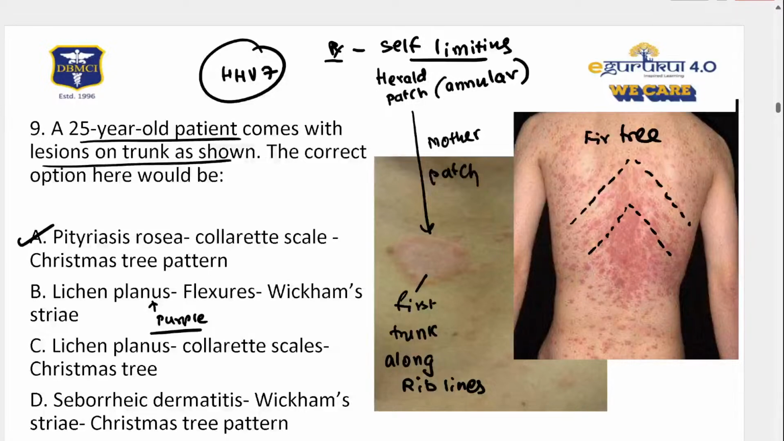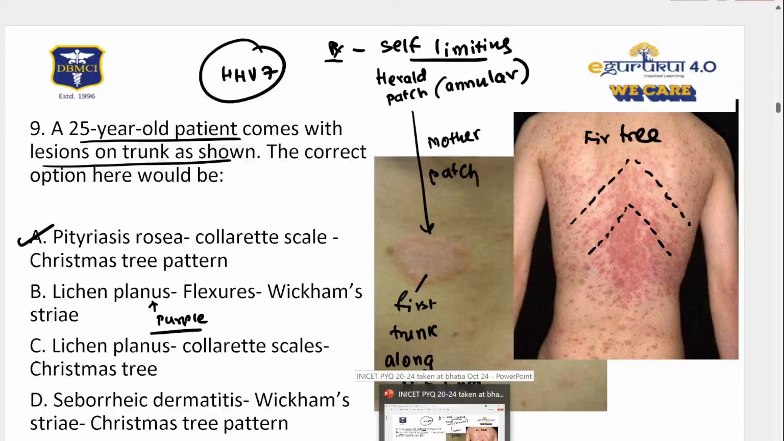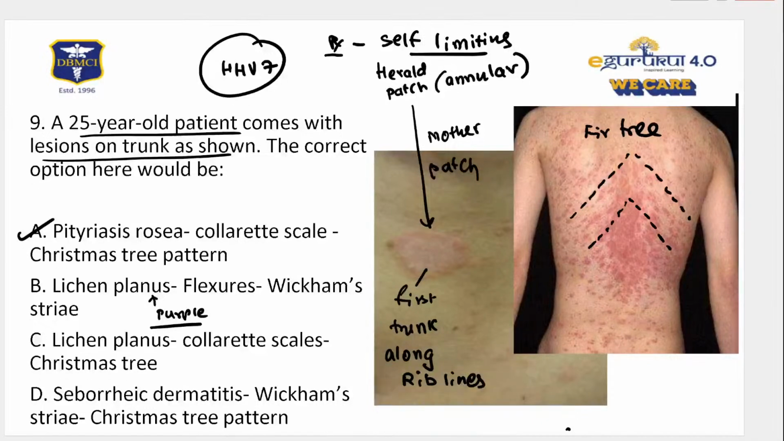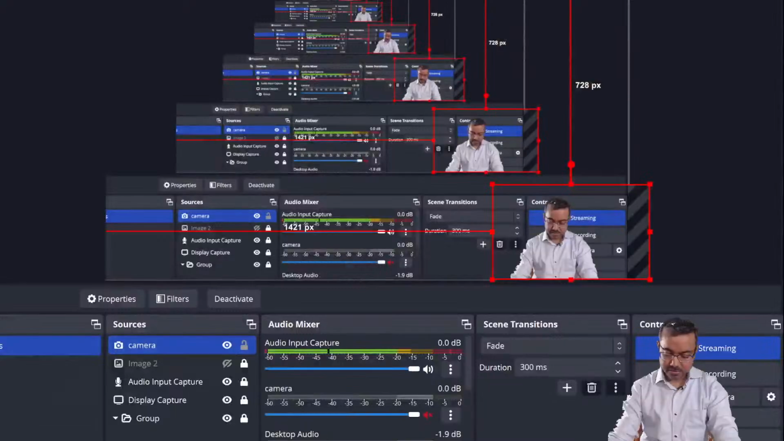That's a typical collarette pattern. Collarette means the scales are always going to be only on the periphery. That is called a collarette scale, edge scale, like a collar of scales. Christmas tree pattern. We can understand the Christmas tree pattern there.